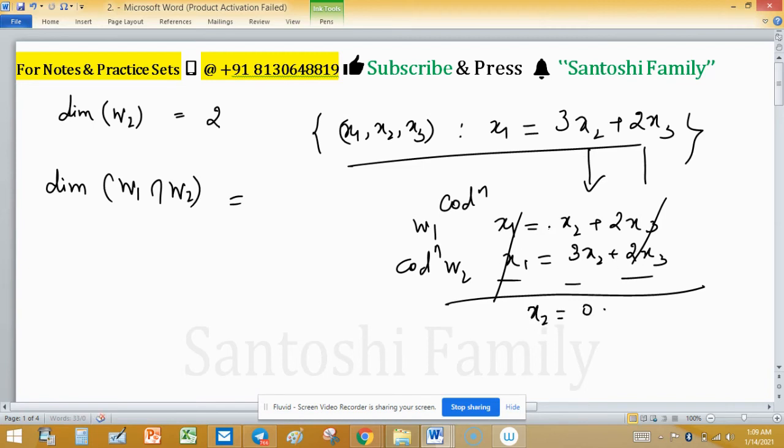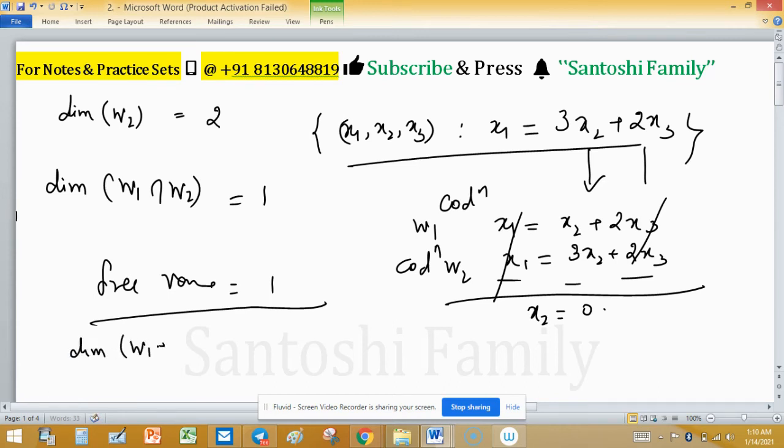It means x1 is dependent on x2 and x3, and x2 is 0, so there is only 1 free variable. So the dimension of this one is equal to 1. Now apply the formula. Dimension of W1 plus W2 equals 2 plus 2 minus 1, which is equal to 3. You can find the dimension of the intersection by this condition.